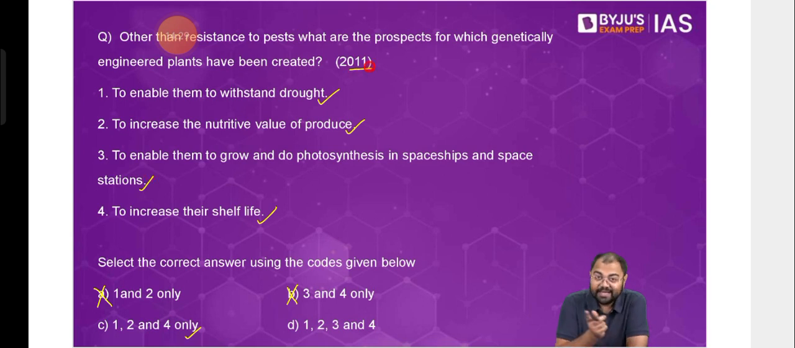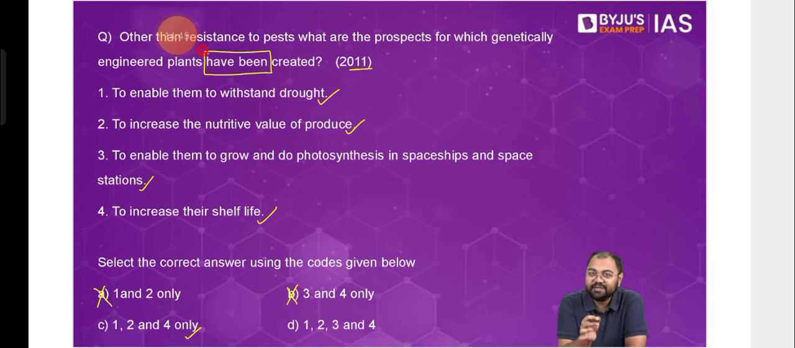The question came in 2011, and again read the question back carefully. Other than resistance to pests, what are the prospects for which genetically engineered plants have been created? The question is saying have been. The question is not saying can be. If it was a can be question, then in science can be anything. So then you close your eyes and mark all of the above. Then you don't have to worry. But it says have been created.